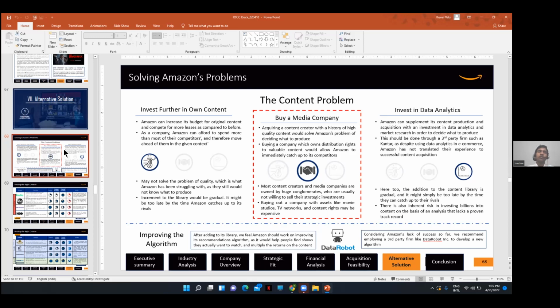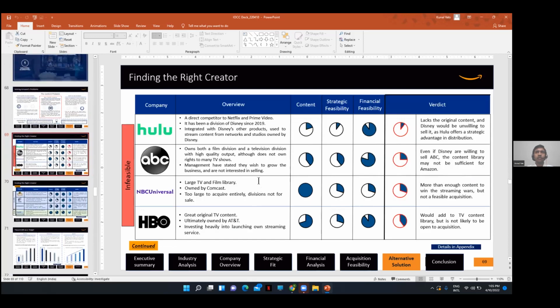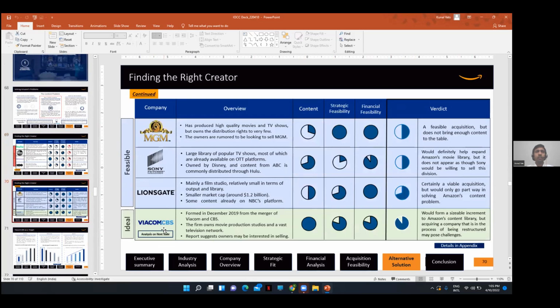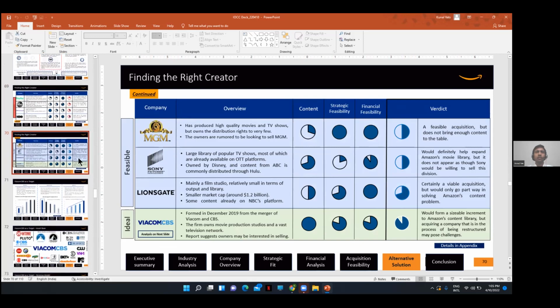We went ahead with this, and then we looked at a few media companies that are existing. We rated their attractiveness on these metrics and a final verdict. So we have Hulu, we have HBO, we have these firms as well. By the way, if you would have seen the news, Amazon ended up acquiring MGM last year to expand its content library, which is one of the options we had proposed, but we did not go ahead with this.